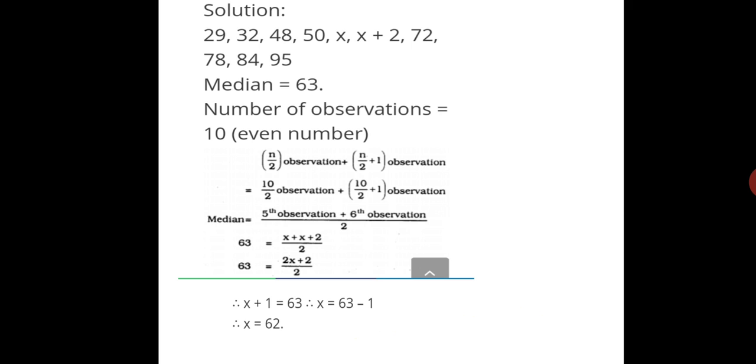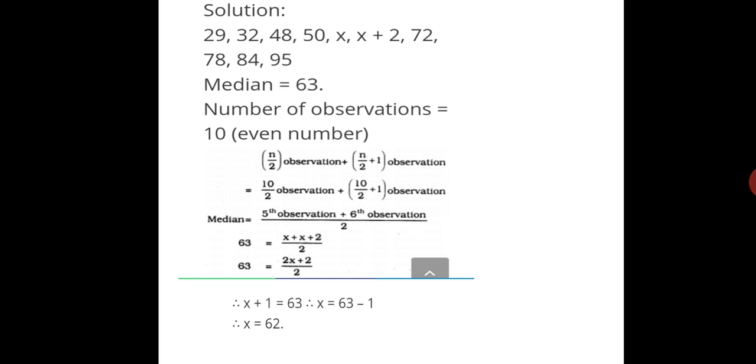The observations are given in ascending order already. Median is 63. So how many observations are there? Let us count. That is 10 observations. So 10 observations means 10 upon 2 and 10 upon 2 plus 1. So 10 upon 2 is 5, and 10 upon 2 plus 1 is 6th. So the 5th and 6th observations you have to add and divide by 2. So what is the 5th observation? That is x. And what is the 6th observation? x plus 2, divided by 2, and that gives you median 63.